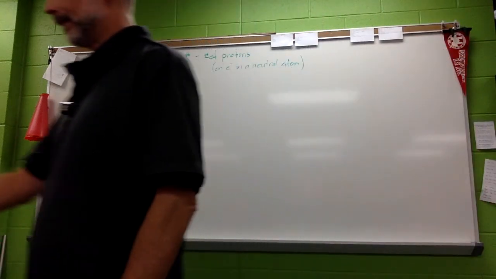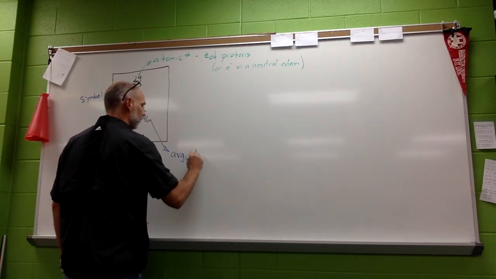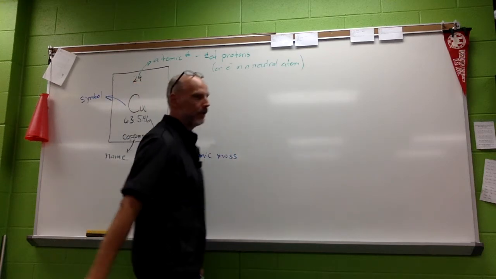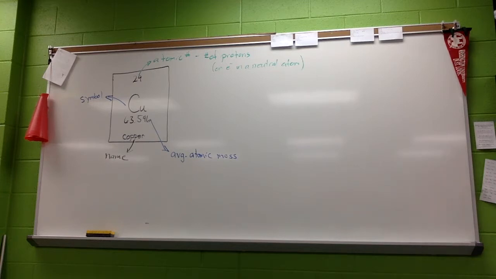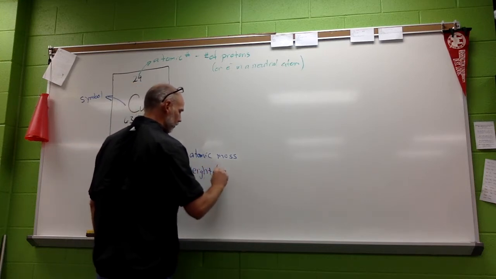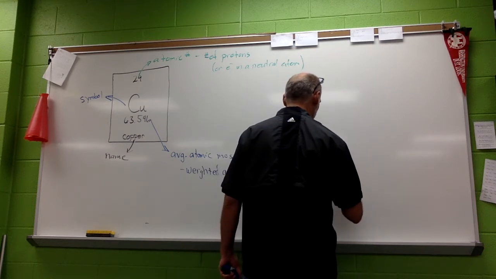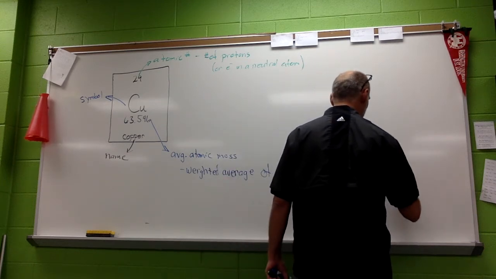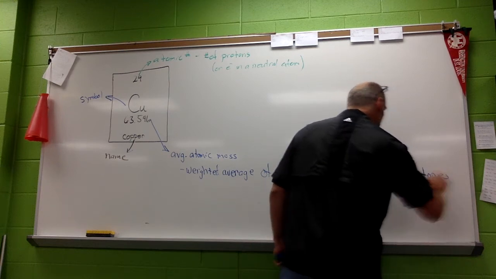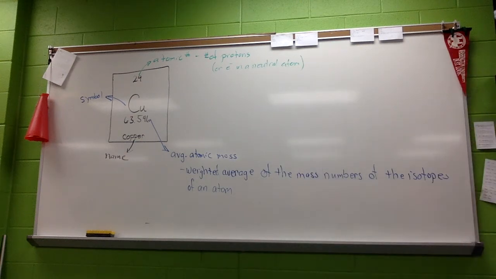And lastly, we have something called the average atomic mass. So this is going to be possibly the first time that I've deviated from things that you've known. Average atomic mass. From where is an average atomic mass derived? Well, what it is the weighted average of the mass numbers of the isotopes of an atom. Weighted average of the mass numbers of the isotopes of an atom.